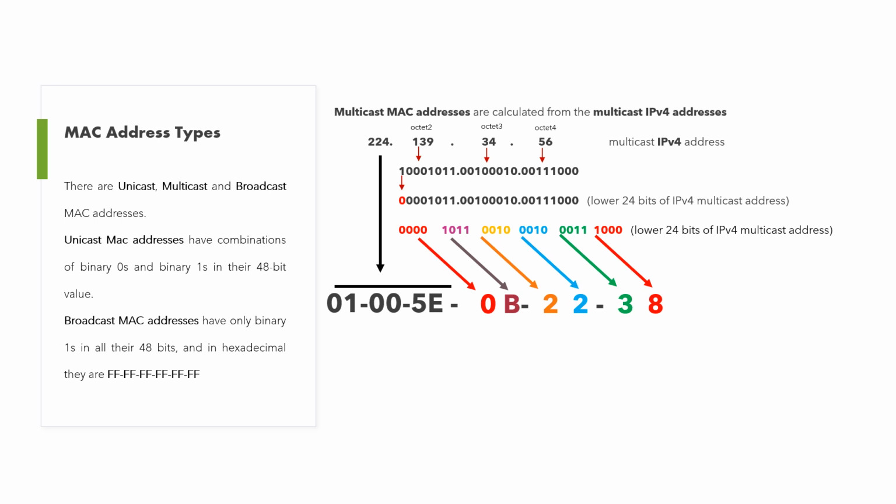Therefore, the multicast MAC address of the multicast IPv4 address of 224.139.34.56 is 01-00-5E-0B-22-38.